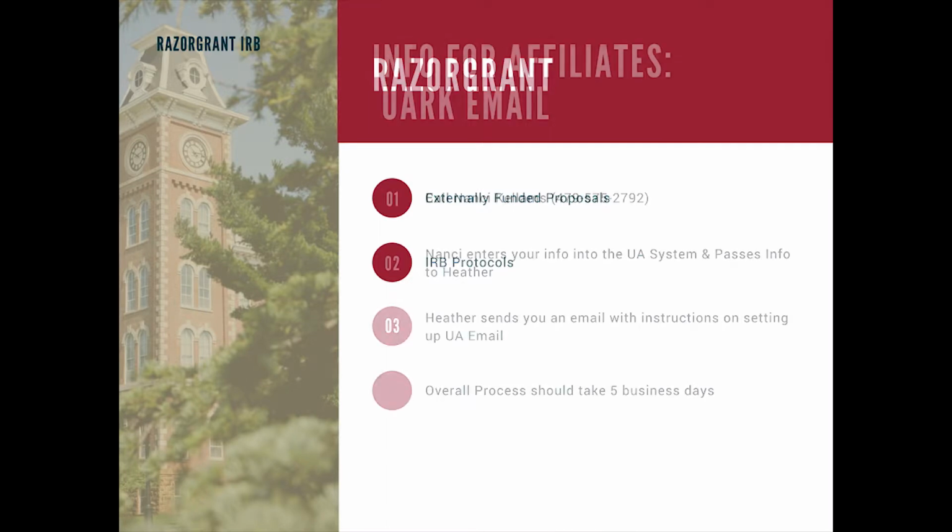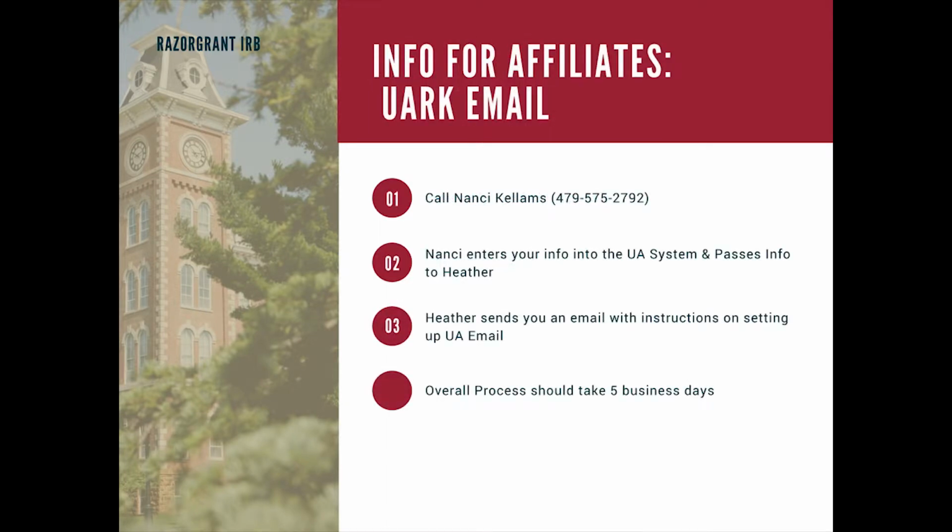And so for those of you that are affiliate, to get access to the system, the first thing you have to do is contact Nancy Kellums, and her phone number is 479-575-2792. You have to give her your social security number and a few other pieces of information so that she can get you set up in the University of Arkansas Fayetteville's system, so that I can then give you permissions to access RazorGrant. And after you contact Nancy, if you haven't heard back from me or her in about 5 business days, you need to contact one of us.